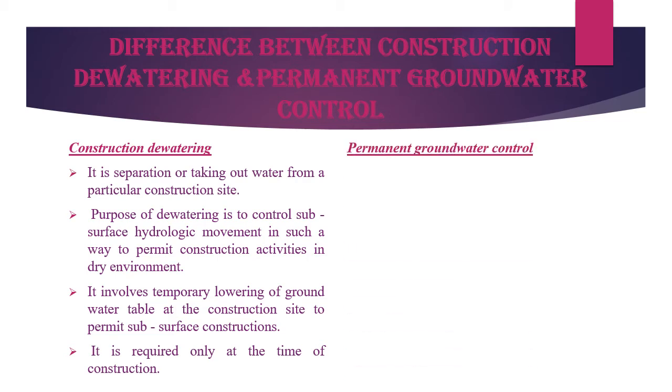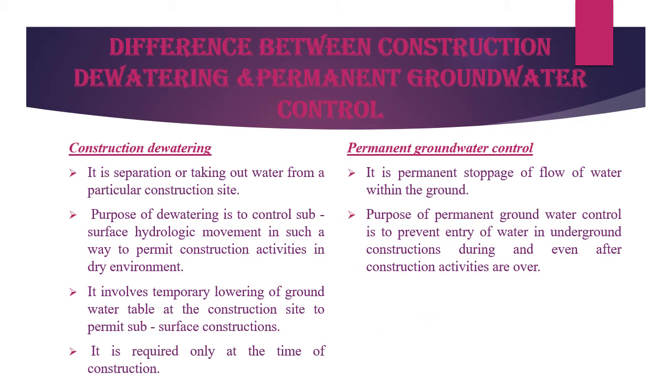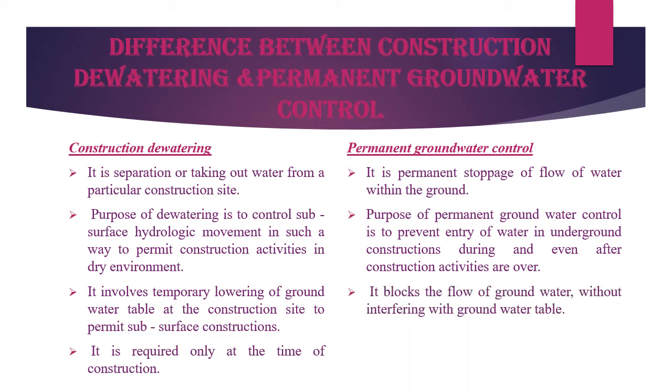Next is permanent groundwater control. It is the permanent stoppage of flow of water within the ground. The purpose of permanent groundwater control is to prevent entry of water into underground constructions during and even after construction activities are over. It blocks the flow of groundwater without interfering with the groundwater table. It is required during and even after the construction. So it is a static process, and examples for permanent groundwater control are areas of mining, tunnels, basements, subways, etc.